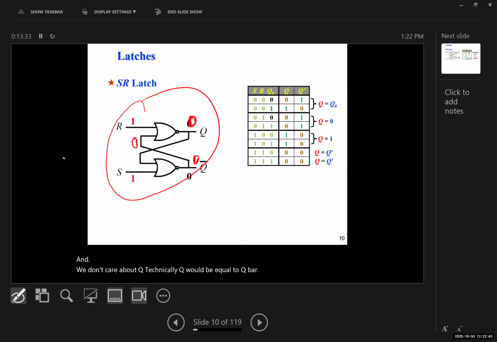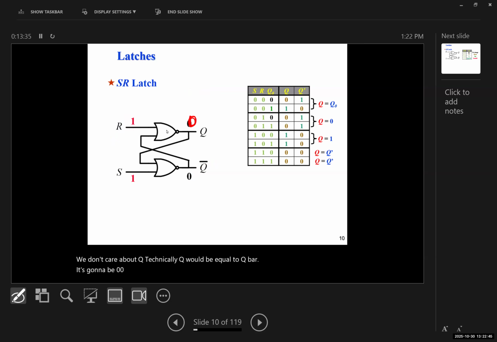It's going to be 0, 0, okay? And we can do it for another scenario as well. Imagine R and S are 1, 1, okay? Now let's change R and S. Let's change R to 0.